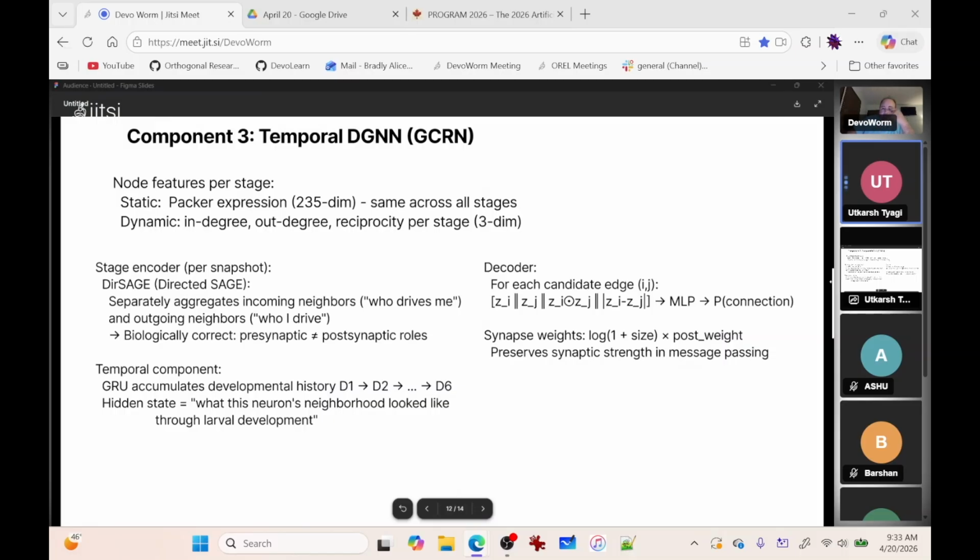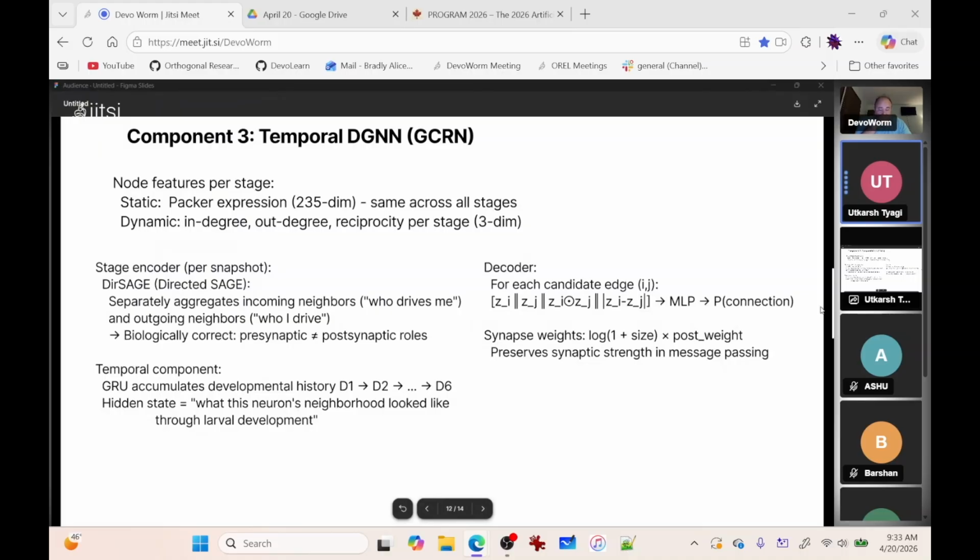The graph encoder uses directed SAGE instead of the standard symmetric GCN. It was important because presynaptic and postsynaptic roles are fundamentally different. A standard symmetric GCN would treat the neurons driving you identically to the neurons that you drive. On the contrary, the directed SAGE separately aggregates from the incoming neighbors, who send to me, and the outgoing neighbors, who I send to, and then concatenates them. The temporal component is a GRU. It takes the sequence of node embeddings across stages P1 through D6 and accumulates a developmental history in its hidden state.